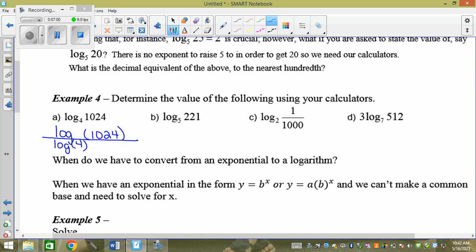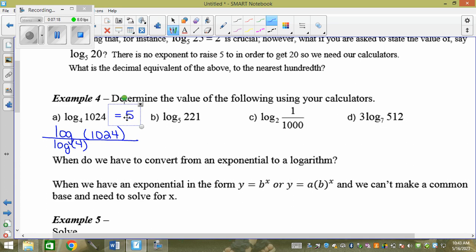So just 1024 after in brackets? Yeah, log 1024 in brackets divided by log 4. Because when you press the word log, a bracket opens up, right? So you have to divide it and close the bracket first. So this one is 5.